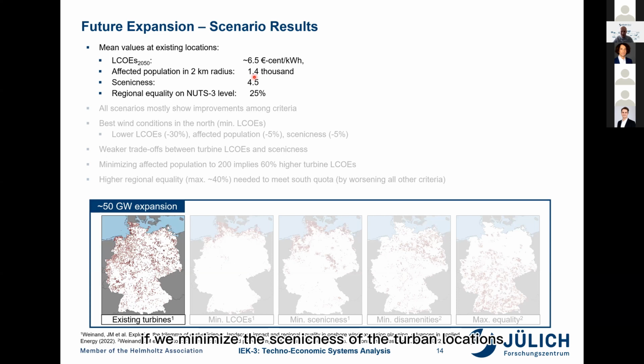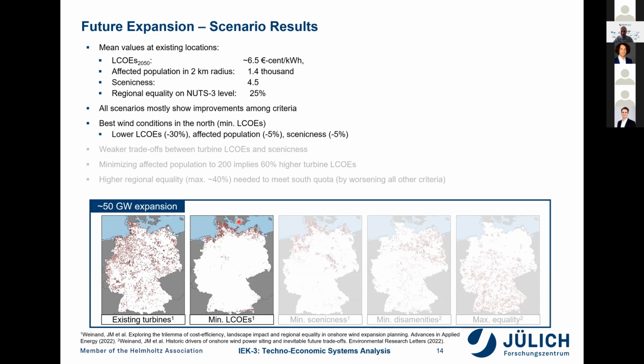If we minimize the scenicness of the turbine locations, then we again see that most turbines are installed in the north, also some in the middle of Germany, but in general, the locations are the same as the minimum LCOE scenario, so we have many no-regret locations in this case. So the trade-off between cost and scenicness is weaker in Germany.